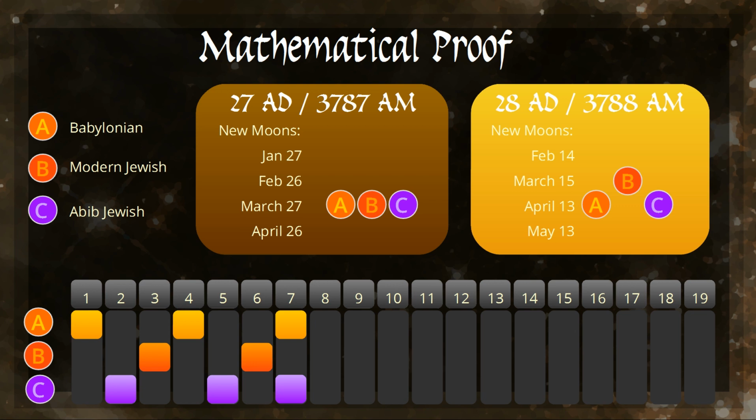We arrive at 28 AD or 3788 AM. 12 months later is March 15th, which satisfies the requirements of the modern Jewish calendar, which provides for Passover after the equinox. However, the Babylonian calendar must begin after an extra month on April 13th. The Abib-based calendar also requires an extra month to provide for the ripening of the barley after the equinox.